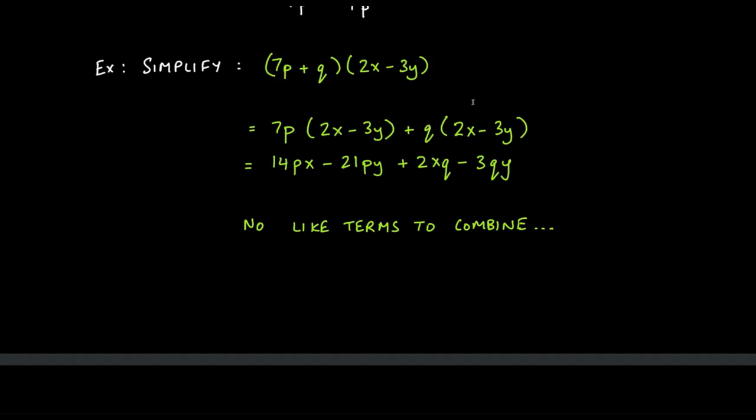And then finally, q times negative 3 gives me a negative 3q. q times y gives me qy, or yq.